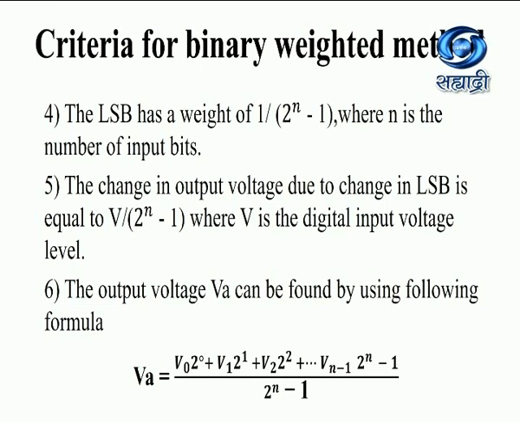So the output voltage VA can be found by using the following formula. So this is the formula to find VA, that is the analog voltage. If you observe this formula, V0 2 raised to 0 plus V1 2 raised to 1, and so on up to Vn minus 1 2 raised to n minus 1, divided by 2 raised to n minus 1. So if you apply n digital input voltages, we can calculate the analog voltage for those n bits.